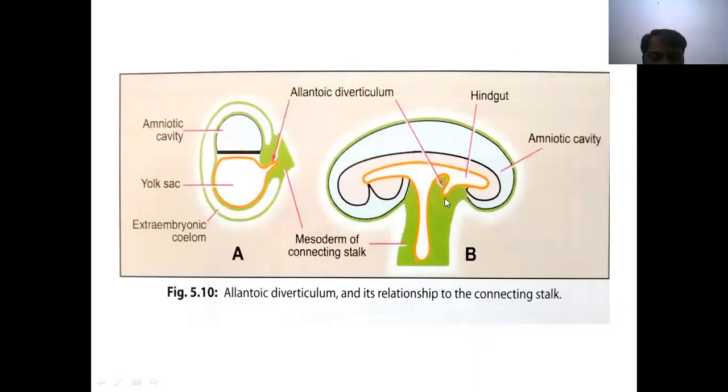It is extending towards the mesoderm of the connecting stalk. This connecting stalk itself further forms the umbilical cord. The umbilical cord is formed by the allantois, the vitelline duct and mesoderm connection, and also the ectoderm and endoderm layers. That is the umbilical cord formation.